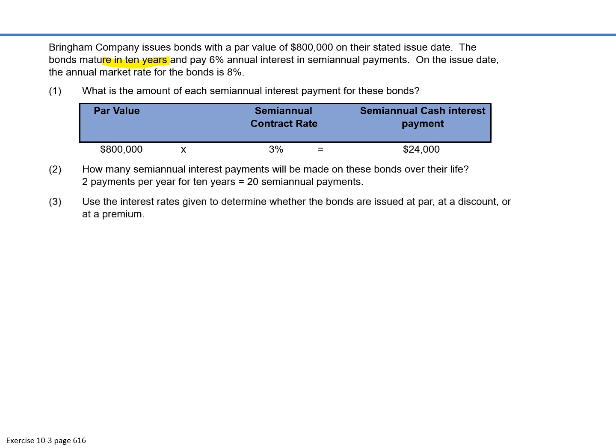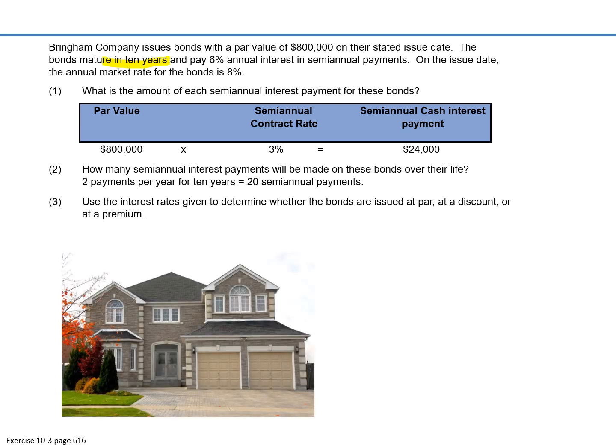Number 3, using the interest rates given, determine whether the bonds are issued at par, a discount, or a premium. Well, what did we say back in the lecture PowerPoint? We said that if the contract rate is less than the market rate, they're going to sell at a discount. If it's equal to, it's going to sell at neither a discount or a premium. And if it's greater than, it's going to sell at a premium. So in this case, it's going to sell at a discount because the contract rate is less than the market rate, or the market rate is greater than the contract rate.